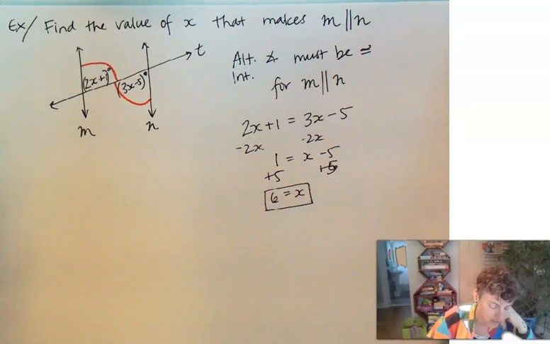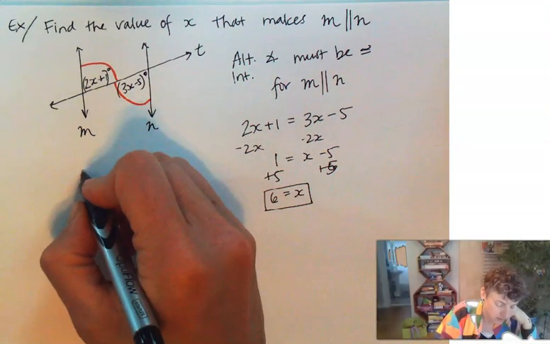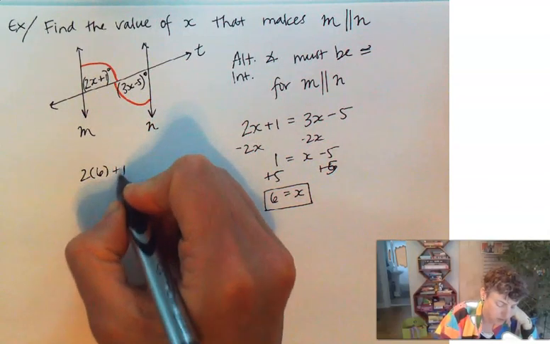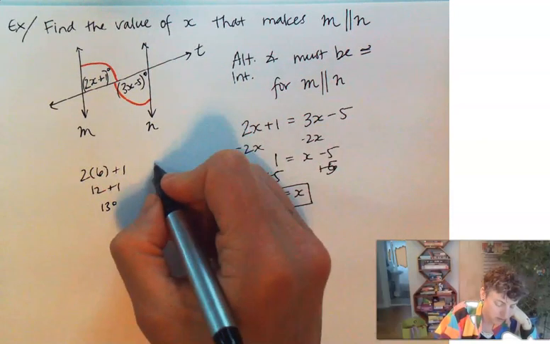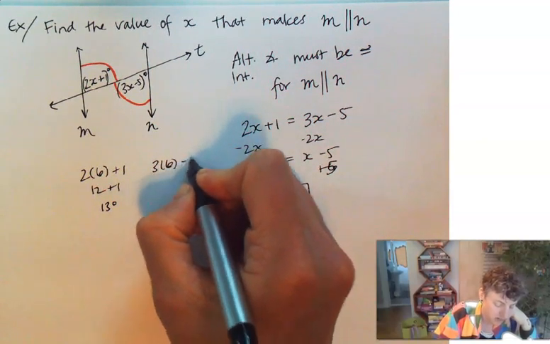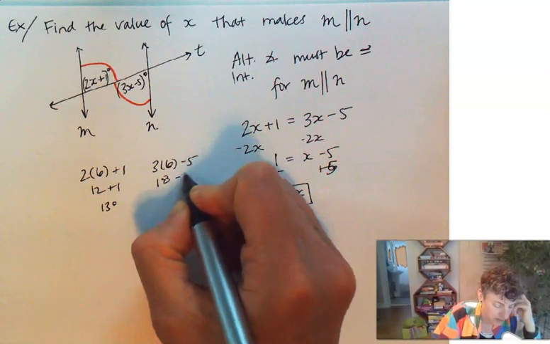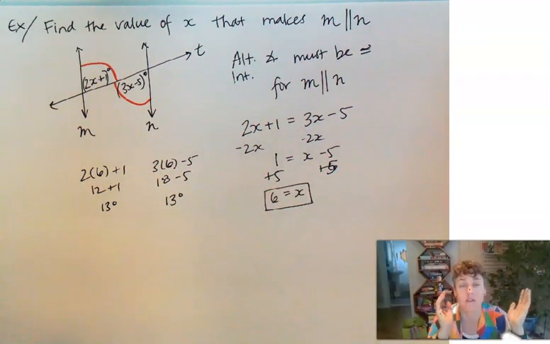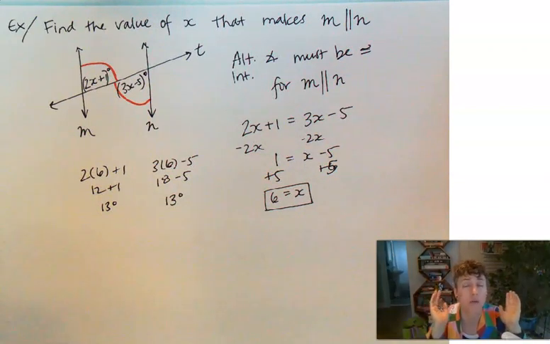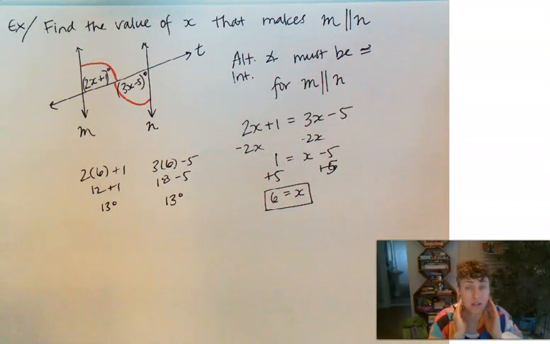And just for funsies, let's plug it back in and see what we get. 2 times 6 plus 1 is 12 plus 1 is 13 degrees, and 3 times 6 minus 5 is 18 minus 5 is 13 degrees. That was what was supposed to happen, that those angle measures were congruent, equal to each other. And since those alternate interior angles are congruent, then those lines are parallel. Oh, so very nice. You know, let's do another one.